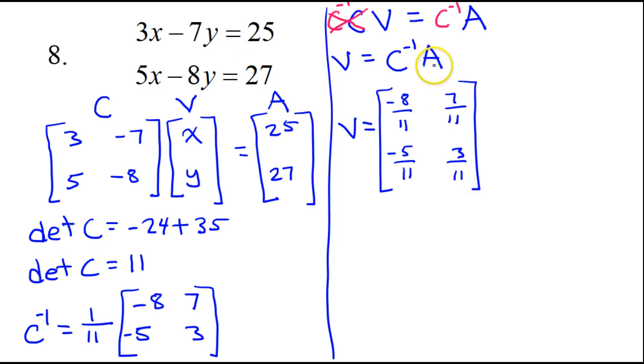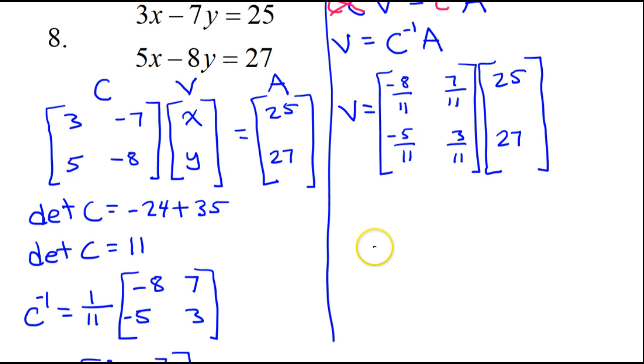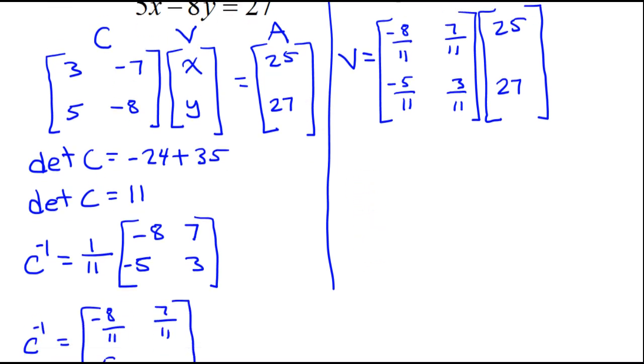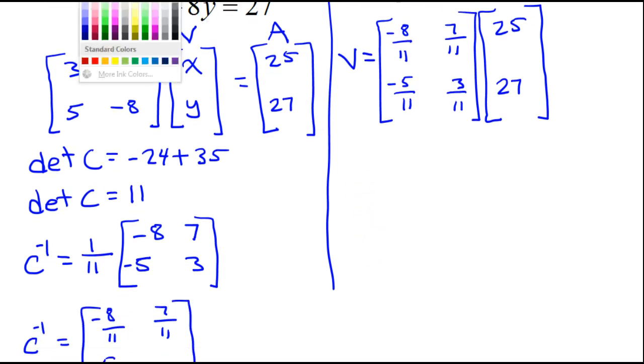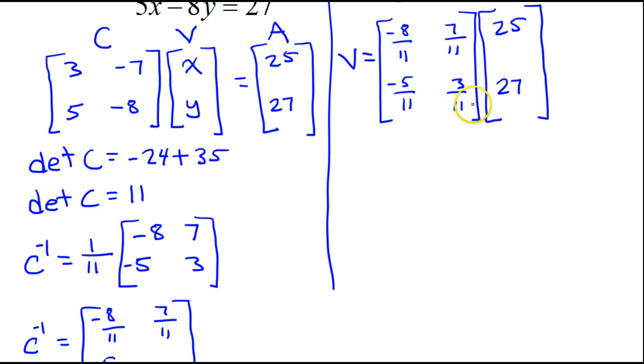And that's times matrix A, which is this guy, 25 and 27. So if I multiply these together, that should give me the variable matrix that I'm looking for. So how do I multiply these together? Well, I'm going to wind up multiplying these two rows by this column. Let's start with the first row. Okay, focus on row 1.